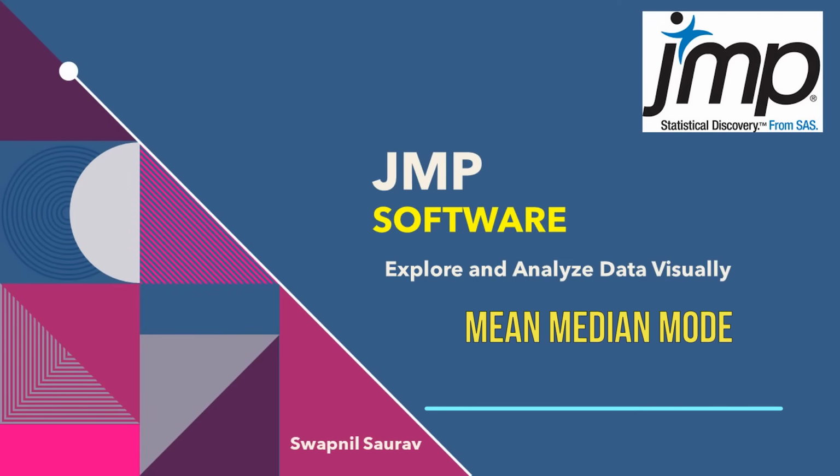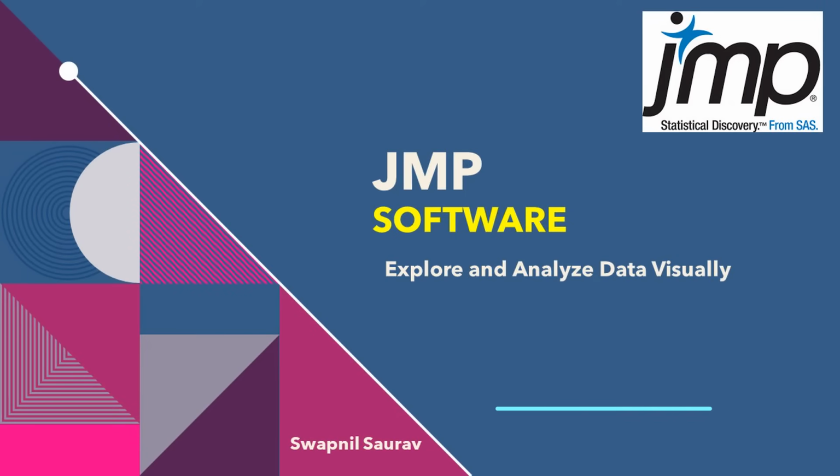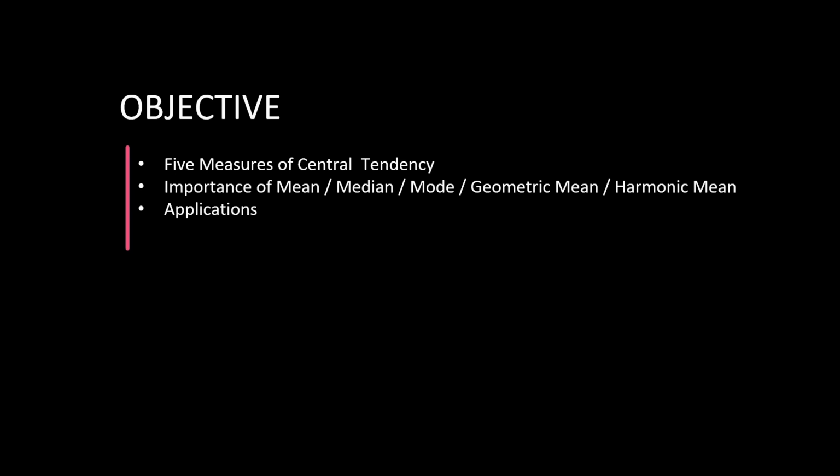Welcome to this tutorial on JMP software. In this video, we'll talk about 5 measures of central tendency, which are your mean, median, mode, geometric mean, and harmonic mean, and the importance of each of these by taking an example.